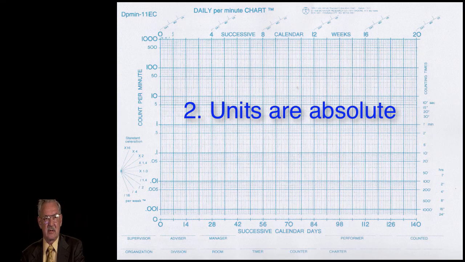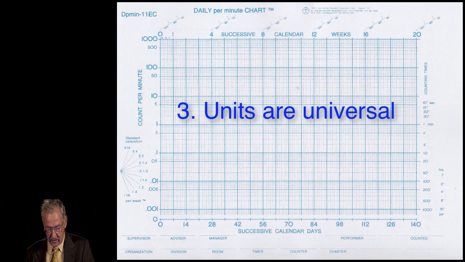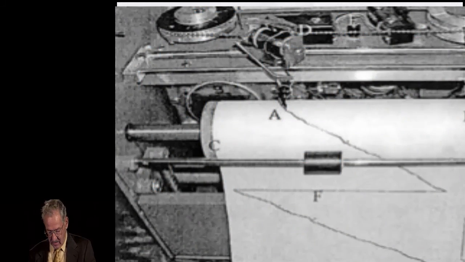Second, units of measurement in the natural sciences are absolute. The unit remains constant from one occasion to the next. Finally, units in the natural sciences are universal. The unit applies to all instances of the dimension. For example, the mass of any object can be expressed in grams.